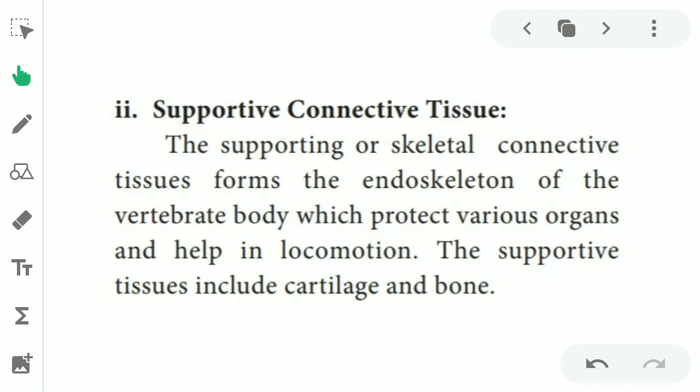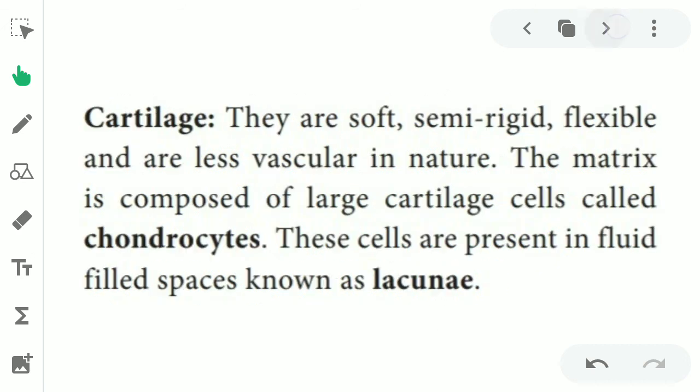Next, the second one, supportive connective tissue: cartilage and bone. Supportive connective tissue is skeletal connective tissue, the endoskeleton. Endo means inside. In the vertebrate body it protects various organs and helps locomotion, moving from one place to another. That is the bones, the skeleton, the endoskeleton. The supportive tissue includes cartilage and bone.